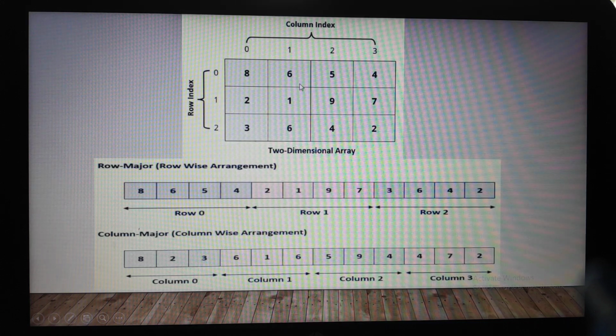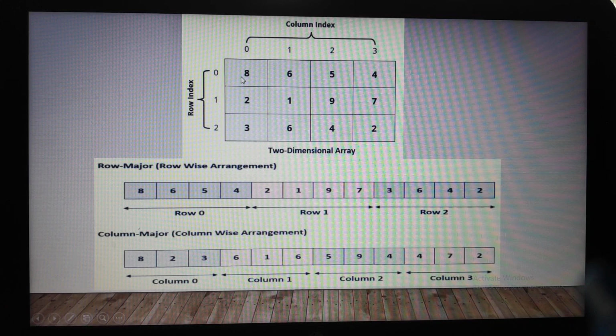Normally when we show the elements of a two-dimensional array, we show them in tabular form. Suppose these are the rows and these are the columns. To linearize these elements, we can do it in two ways: row by row or column by column. In the row by row system, we take the first row elements first, 8654, then the second row elements, 2197, and then the third row elements, 3642, and this is called row major.